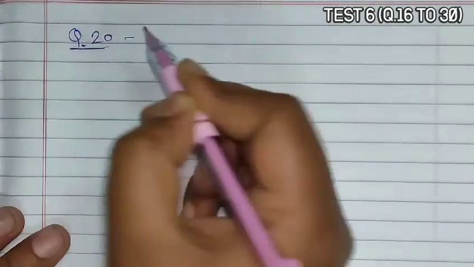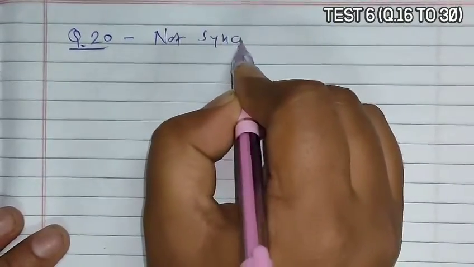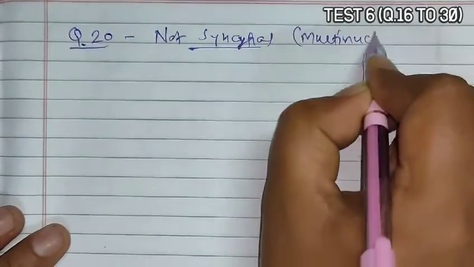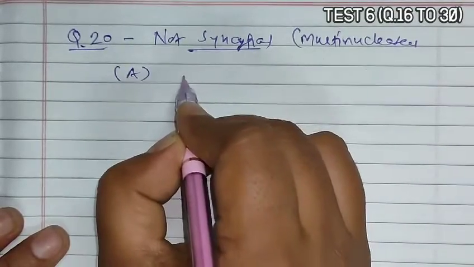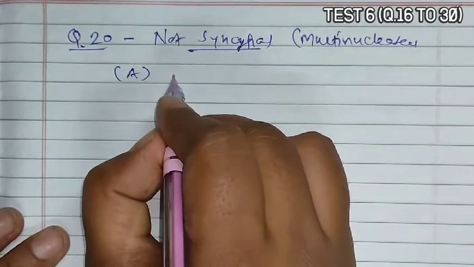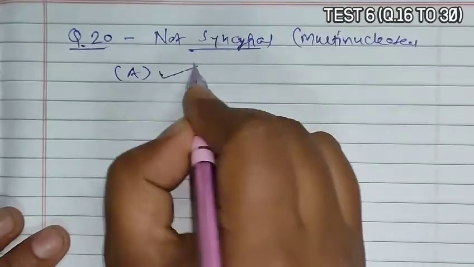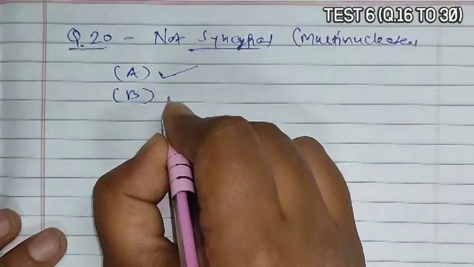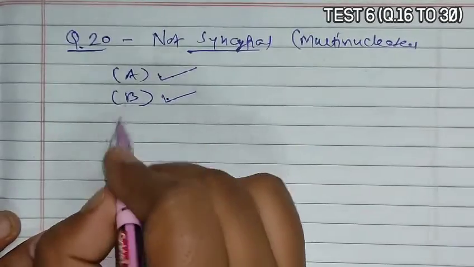Question 20 asks which of the following is not syncytial. Syncytial means multinucleated. First option is cardiac muscle. Cardiac muscle allows rapid coordination and contraction of muscle along its length, and it is formed by the fusion of several different cells. So because of this it is multinucleated. Option B, skeletal muscle, is also formed by fusion of thousands of individual muscle cells. So it is also syncytial.